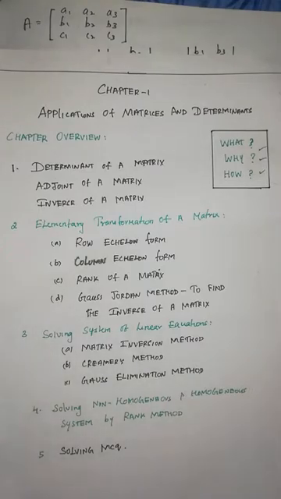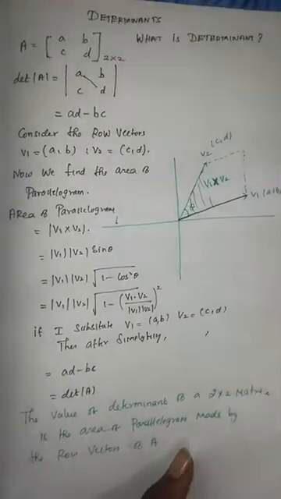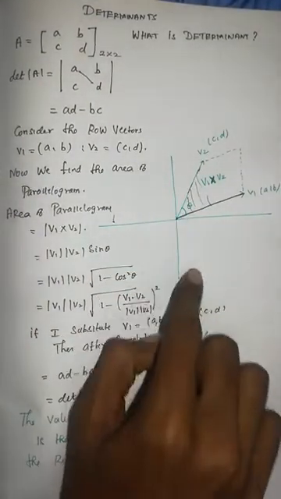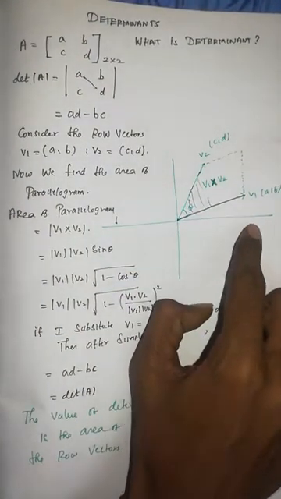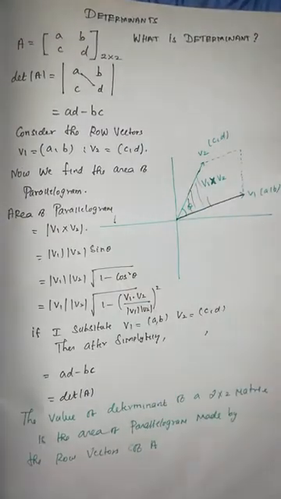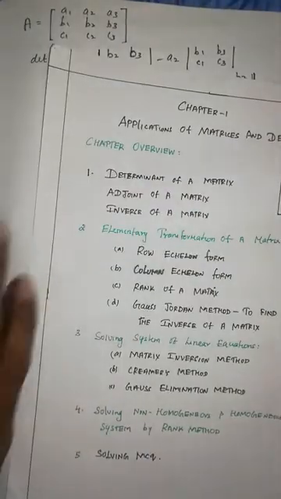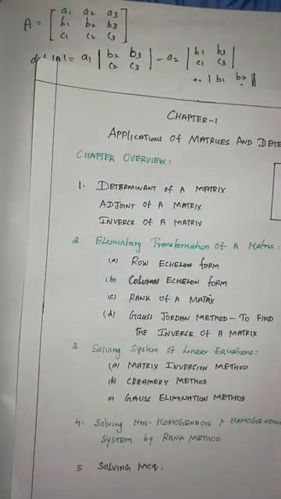This is a matrix A1, A2, A3, B1, B2, B3 and C1, C2, C3. So it represents the vectors in a 3-dimensional plane. So if a matrix is a 2 cross 2 matrix, it represents a vector in a 2-dimensional plane. So that's why I have only the x-axis and the y-axis. But now I have a 3 cross 3 matrix.